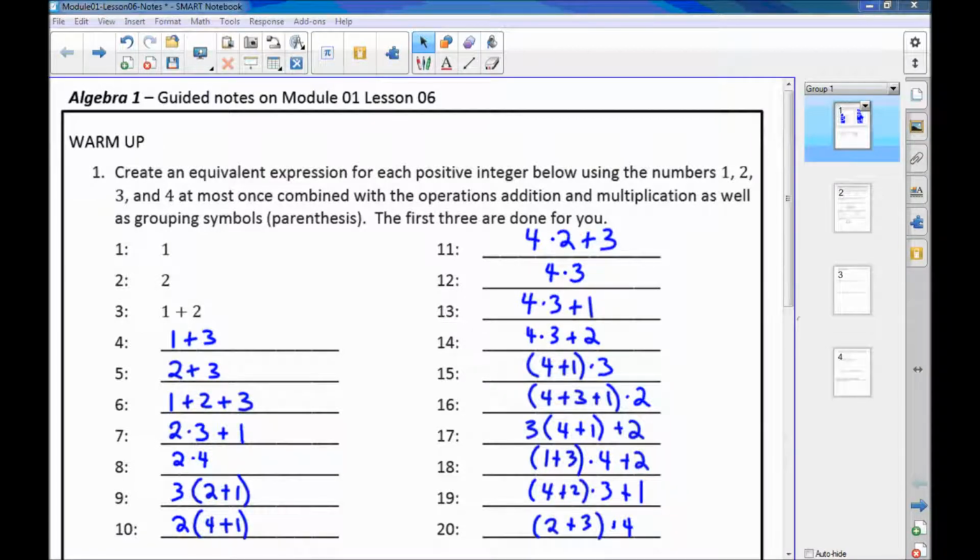Hello again, welcome to another lesson in Algebra 1. Today we are covering the guided notes on Module 1, Lesson 6.